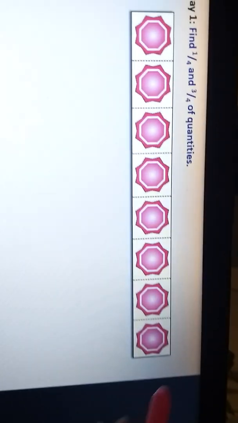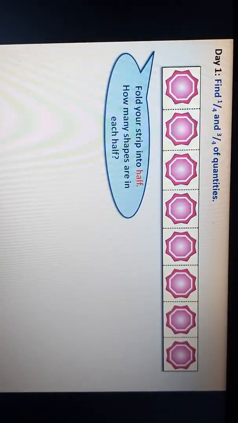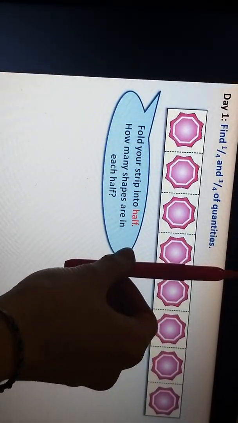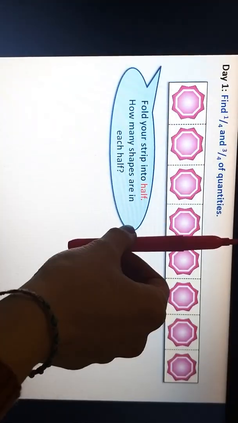So we need to look at our line of shapes here. I'm going to just turn the camera. And we've got 1, 2, 3, 4, 5, 6, 7, 8. Fold your strip into half. So if we folded it into half, it would be like that. And it would go over that way if you had a mirror, which means half would be 4.